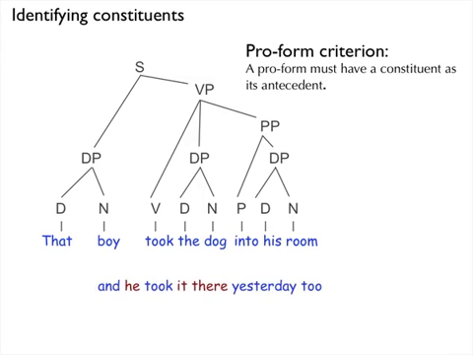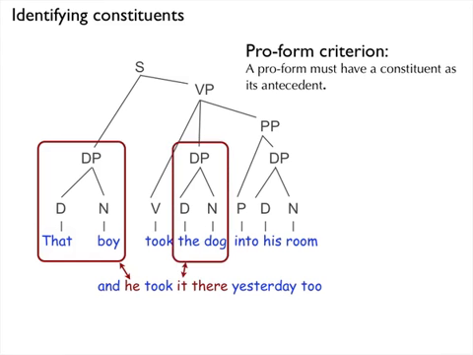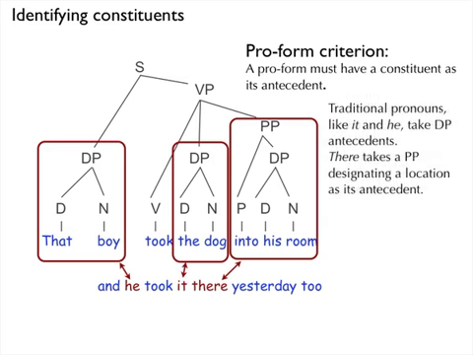So, that boy took the dog into his room, and he took it there yesterday. He takes as its antecedent, the thing that gives it its value, that boy. It takes the dog, and there takes into his room as its antecedent. And there are different kinds. There is a proform that takes a PP, typically at least, maybe not always, but typically takes a PP designating a location only, not any PP. It has to be a locational one.